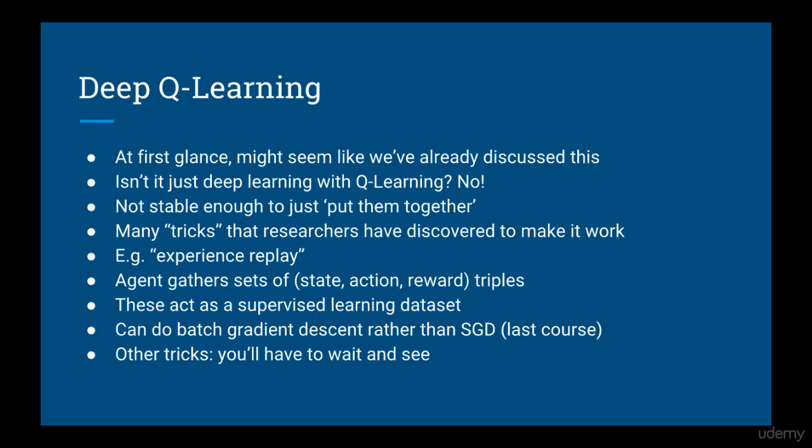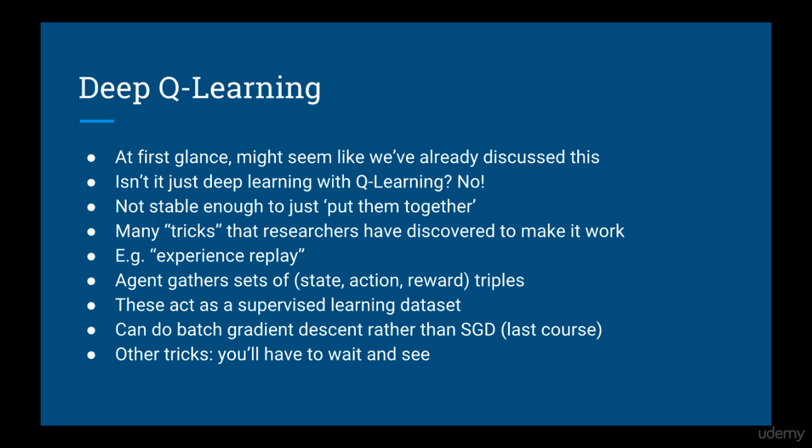Lastly, we'll look at deep Q learning. At first glance, it might seem like we've already done this, deep learning and Q learning together. But you'll recall one of my earlier statements was that you can't just plug and play deep neural networks into the agents we've built as is. It's just not stable enough.